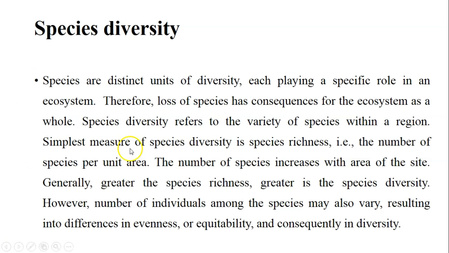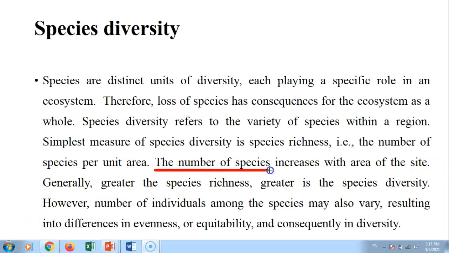So species diversity refers to the diversity of species within a region. The simplest measure of species diversity is species richness, that is the number of species per unit area. The number of species increases with the area of the site. Hence, if the area of the site increases, the number of species ultimately increases.